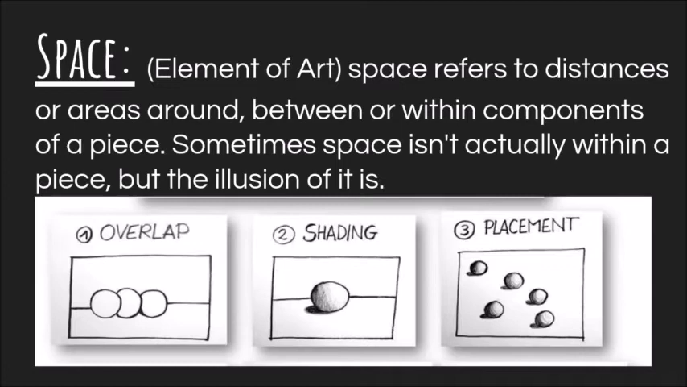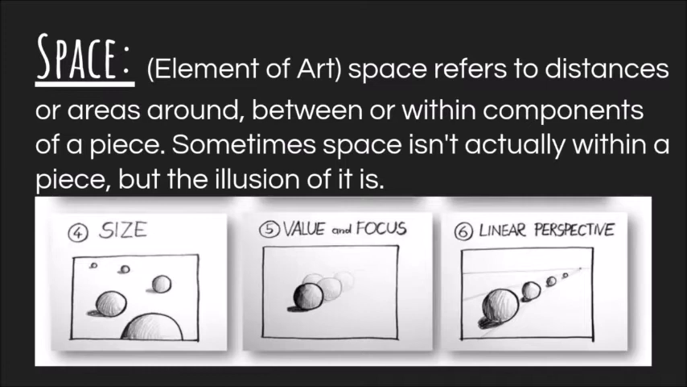Got a couple more for you. Size: things get smaller as they move further away. Value and focus: things that are super close to you are super detailed. As things go further and further away, they get kind of fuzzy. You might notice that if you're outside in nature, the tree that's closest to you is super in focus, but off in the distance you have a mountain, and it's kind of fuzzy and blending in with the sky. That's value and focus playing a role in real life, okay?